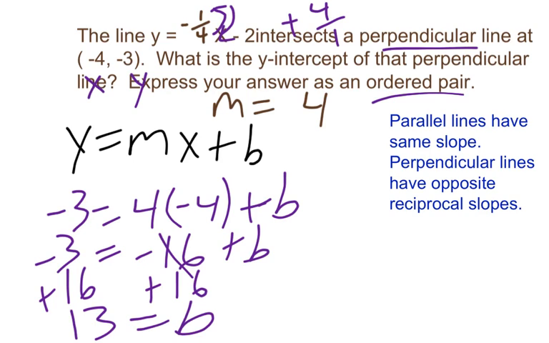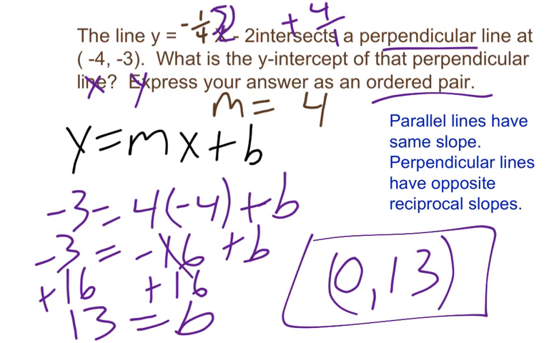And I need to write it as an ordered pair. So the x value is 0, and I just solved for y, so my y value is 13. And that's my answer.